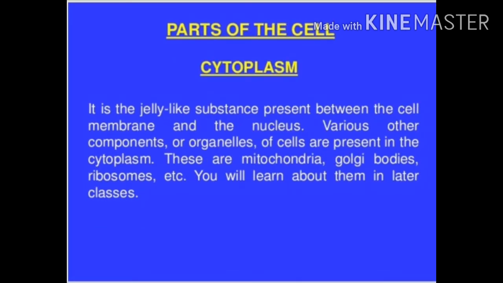Parts of the cell. Cytoplasm. It is the jelly-like substance present between the cell membrane and the nucleus. Various other components or organelles of the cell are present in the cytoplasm. These organelles are mitochondria, Golgi body, ribosomes, etc.